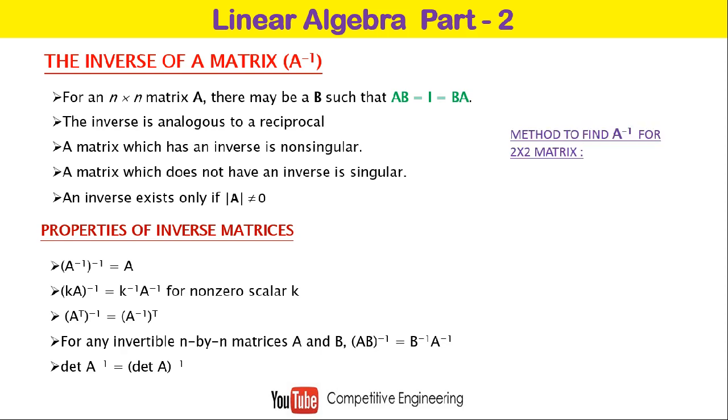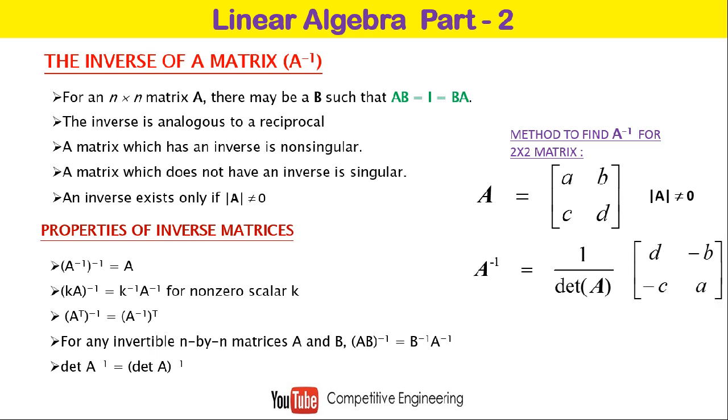Then the method to find the A inverse for a 2 by 2 matrix. There is a simple equation, you just put the values in it. Let A equal to [A B; C D] be a 2 by 2 square matrix. Obviously for the inverse to exist, determinant of A should not be equal to 0. That is, determinant of A is A into D minus B into C, which should not be equal to 0. That is, AD should not be equal to BC. If AD equals BC, then determinant equals 0.